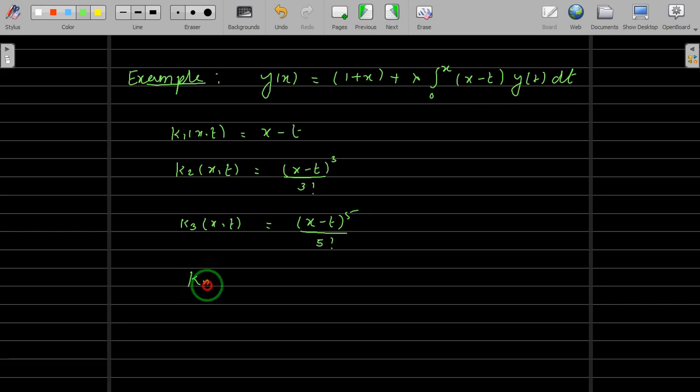After generalization you will have k_m of x comma t as x minus t whole raised to 2m minus 1 divided by 2m minus 1 factorial. And after this you can write your resolvent kernel, gamma of x, t, lambda, and you can get the solution, right?